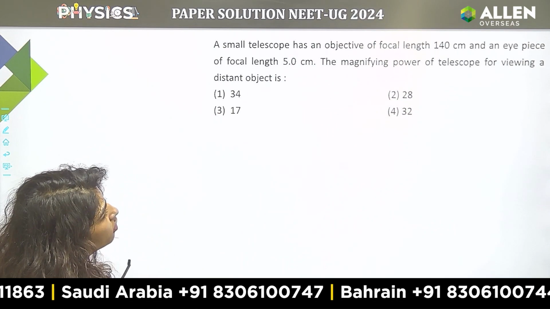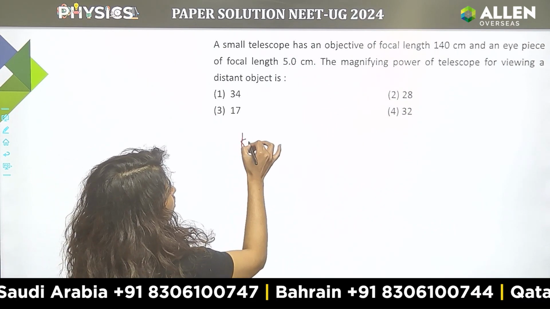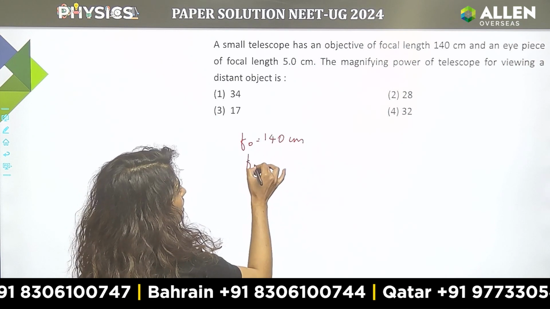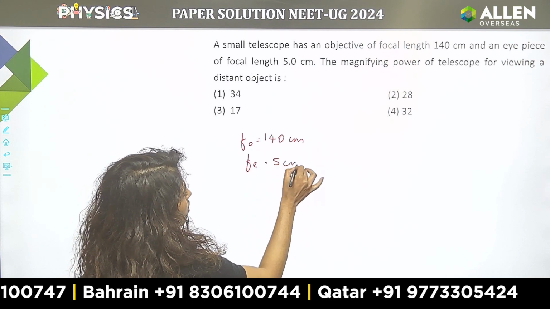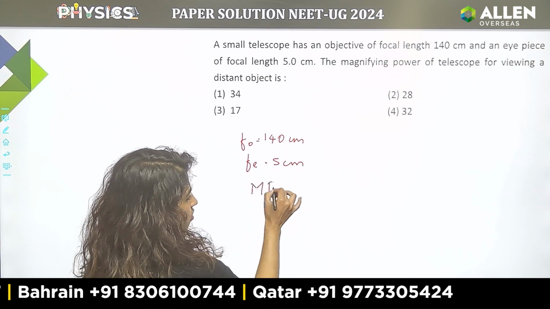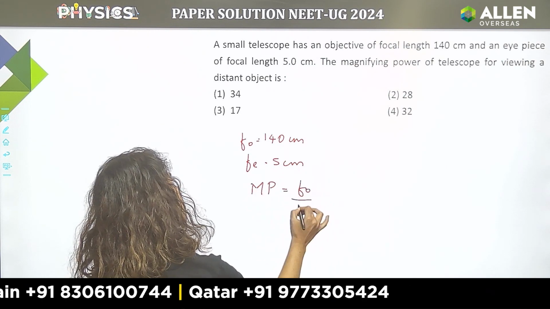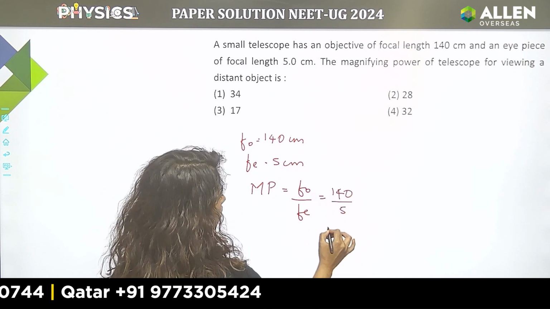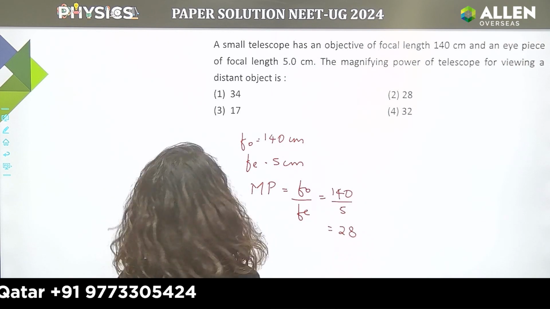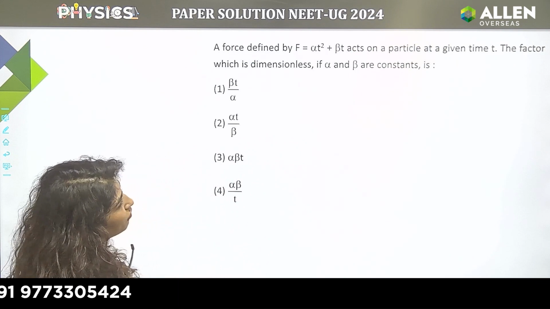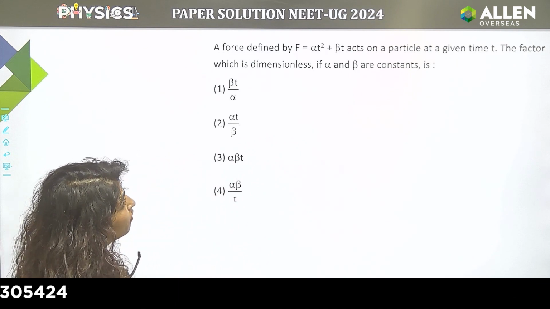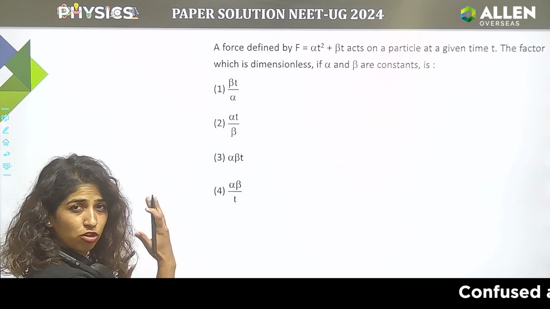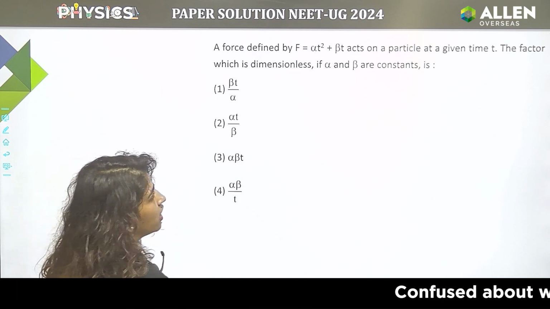A small telescope, focal length of objective given as 140 centimeter and that of eyepiece given as 5 centimeter. Magnifying power is given as f0 upon fe, 140 upon 5, 28. F is given and they are asking for the factor which is dimensionless. Which of the options are dimensionless? Basically, that's what it's asking.